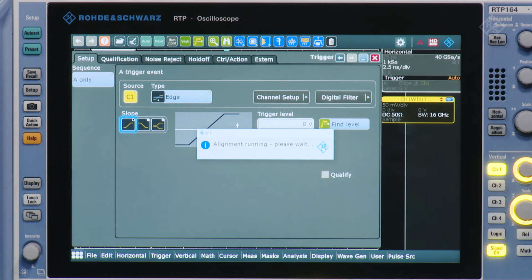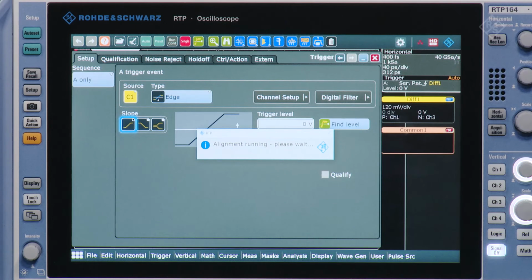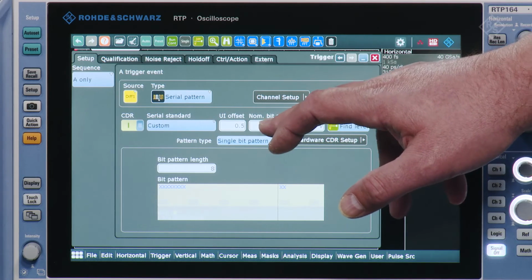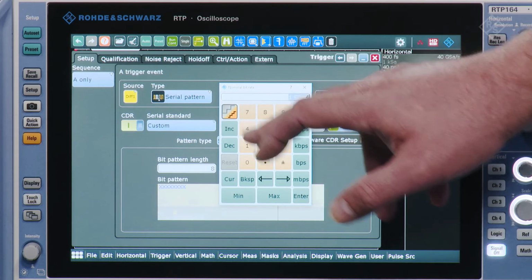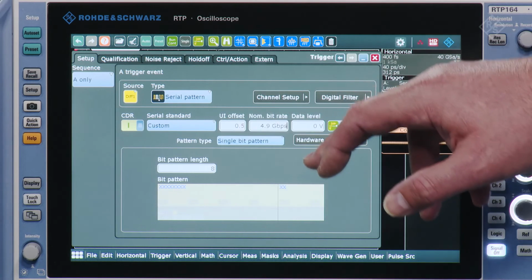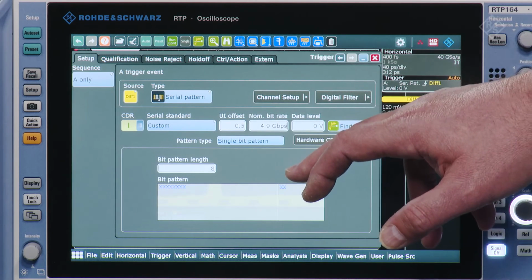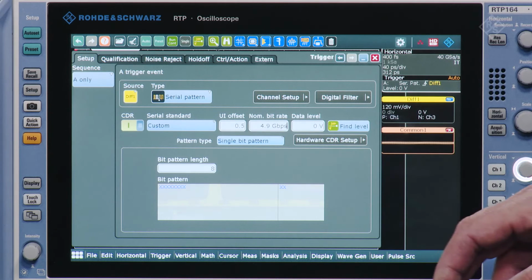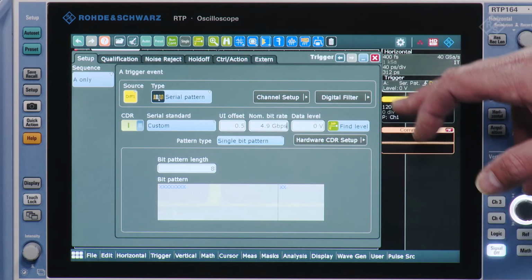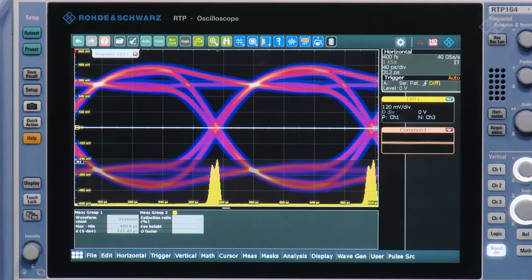It takes some time to reconfigure the machine. Once we have done that, we basically put in a reasonable nominal bit rate. In this case, as we have USB, we take something around 4.9 gigabit per second. As a bit pattern, we use XX, so don't care. We take everything here, and let's check what the outcome is.